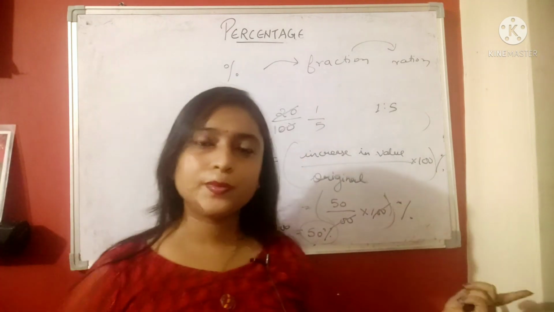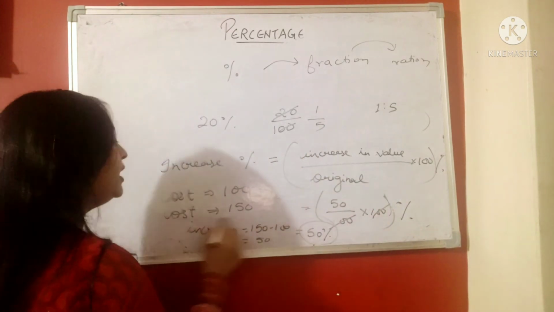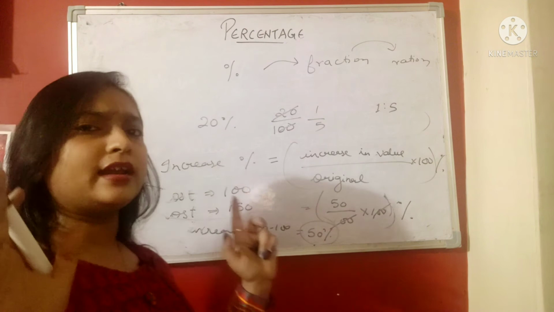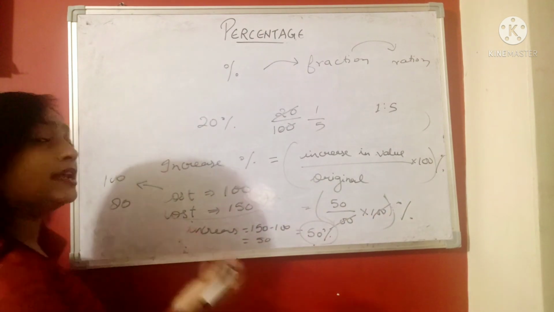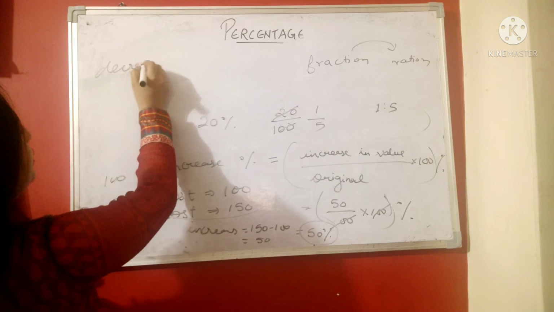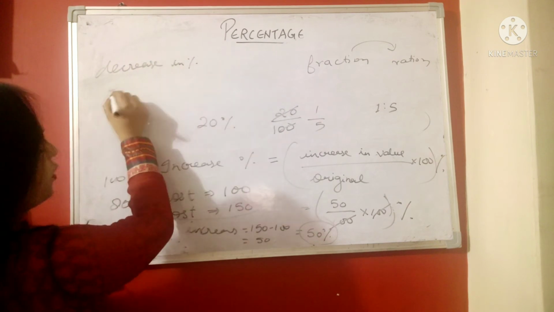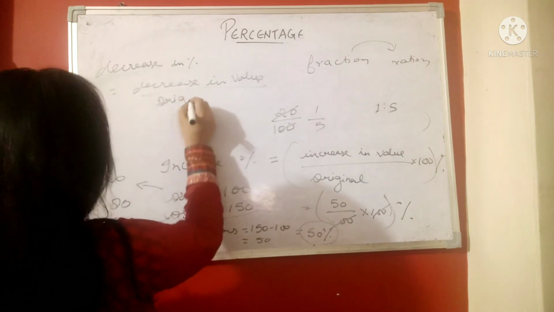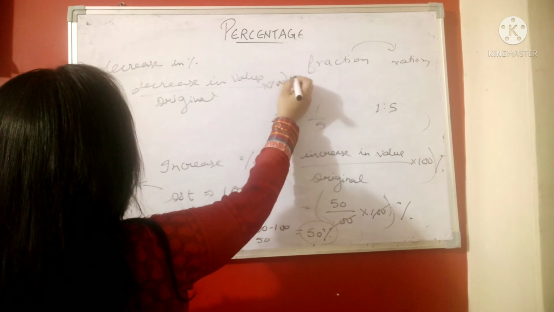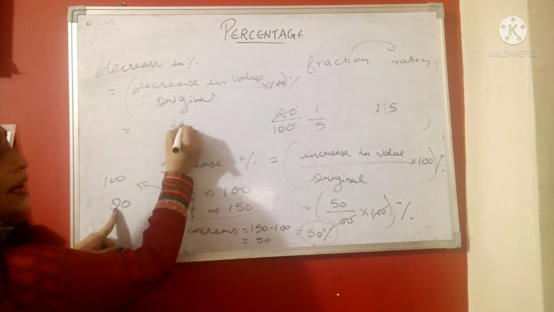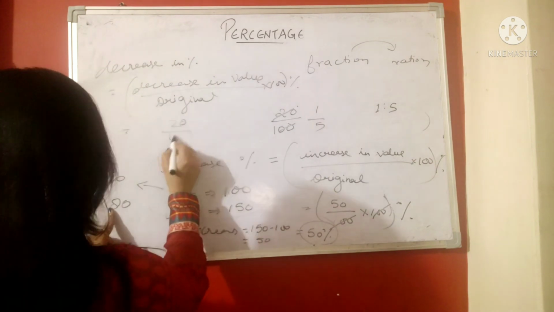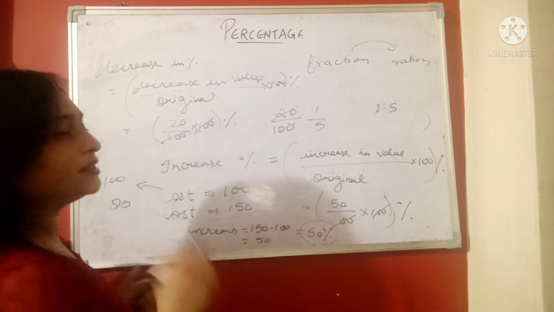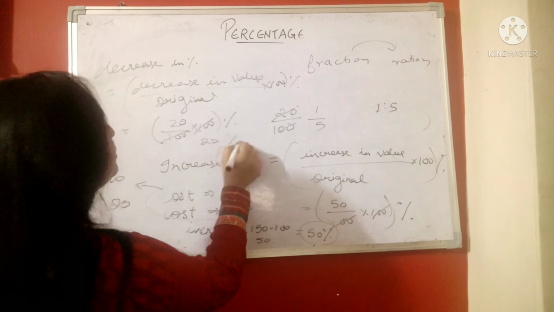Similarly, it goes for decrease percentage. For example, in this question only, if yesterday's cost was 100 and today when I went, he says okay, take this article for 80 rupees only, then today he has given it to me for 80 rupees. So what is the percentage decrease? The formula is decrease in value upon original into 100, right? So we simply substitute here. Decrease is 20, 100 minus 80 is 20, 20 upon 100 into 100 into percentage sign. So this and this got cancelled and a 20% decrease has occurred.